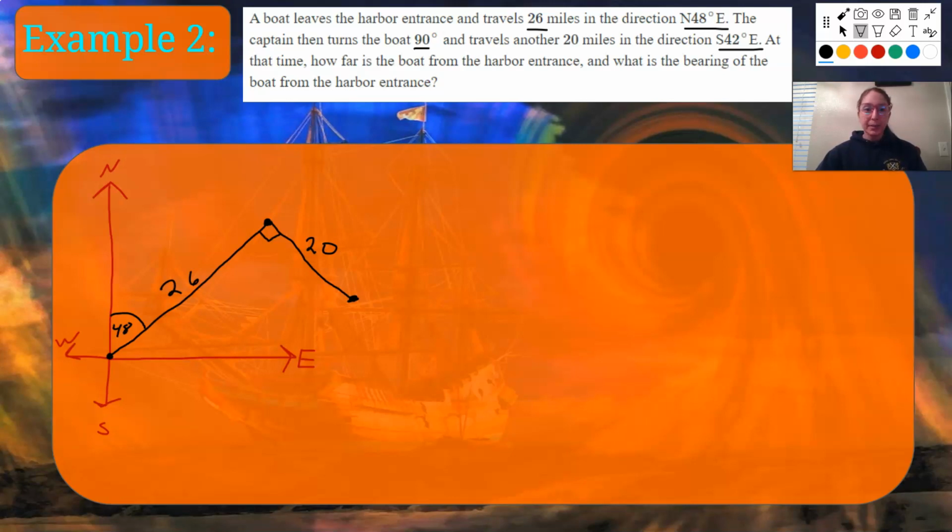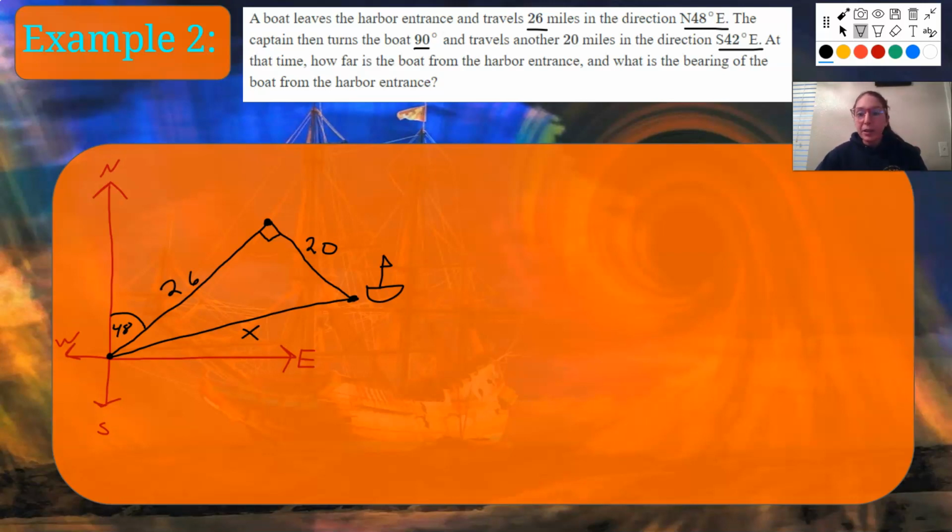At that time, how far is the boat from the harbor entrance? Well, remember, this was the harbor entrance down here. So how far is the boat? My boat is now out here. Here, boat. And this is the harbor entrance now. So how far is this distance? Well, let me label it x, because that's what I'm going to try to figure out in my right triangle. You can see I have two legs of a right triangle. I'm trying to find a third. This is going to be some Pythagorean theorem magic.